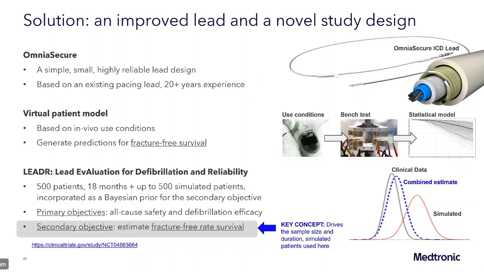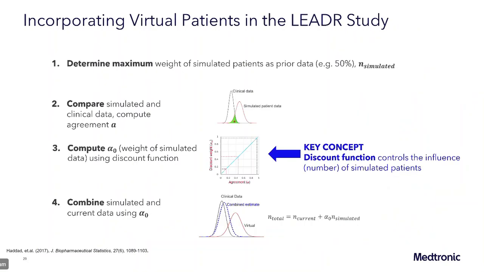And then we had a clinical study design where the thing that was driving the size and duration of the study was conductor fracture of the wires inside the lead. So kind of following the footsteps of the example that we presented here, we actually have a product that meets all the criteria for what we demonstrated before. So in this case, we have an actual study where at least 500 patients were going to be enrolled, followed for at least 18 months. And we had agreement that we were going to have up to 500 simulated patients. The secondary objective was to estimate fracture-free survival.